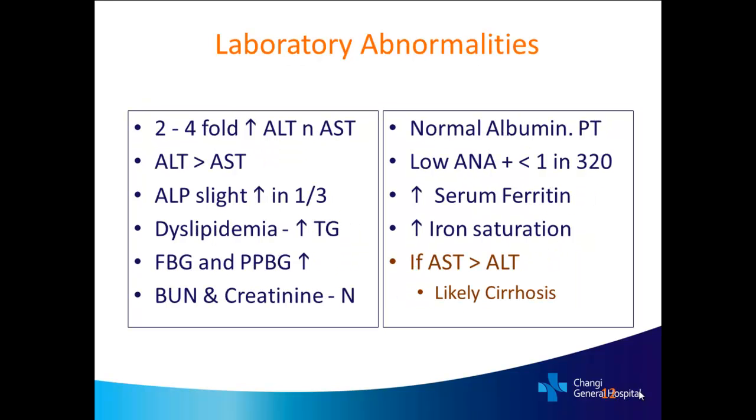So in terms of actual lab findings, usually the ALT, AST is not that high. It's only about 2 to 4-fold, and usually ALT should be higher than AST. If AST is higher than ALT, then our concern will be, has the person actually reached an advanced fibrosis stage? And certainly there tends to be hypertriglyceridemia as well.